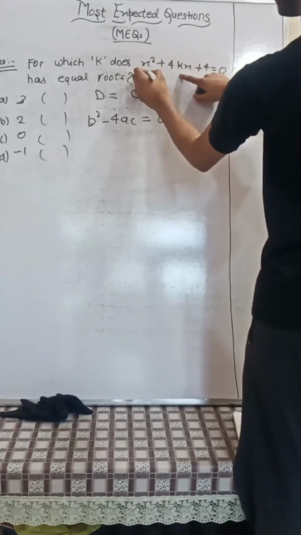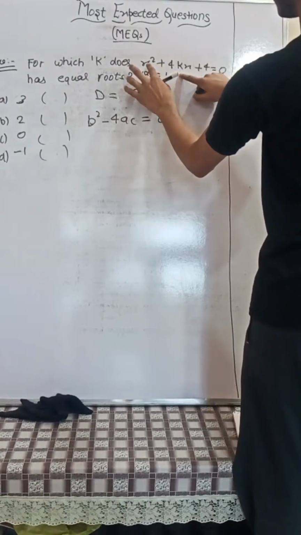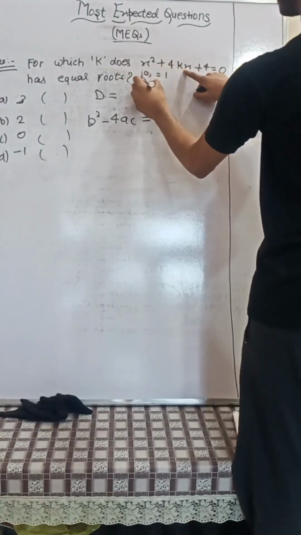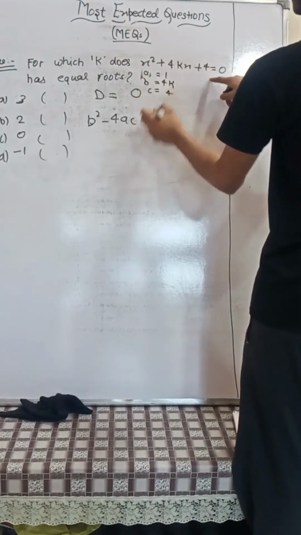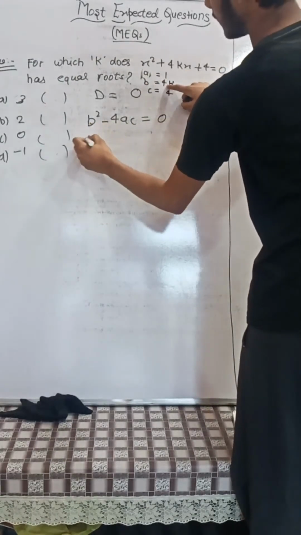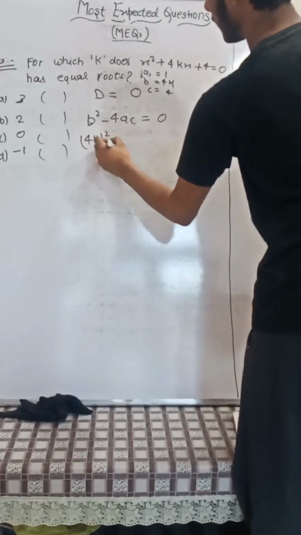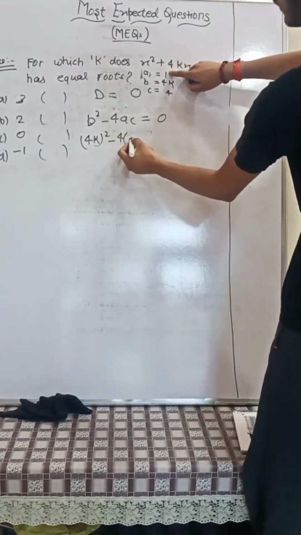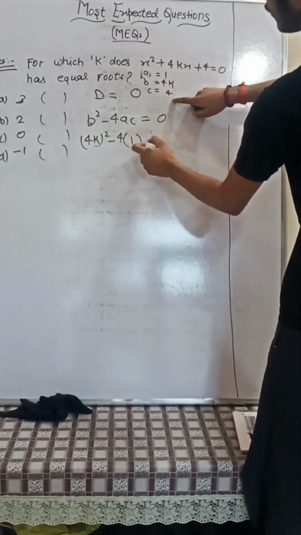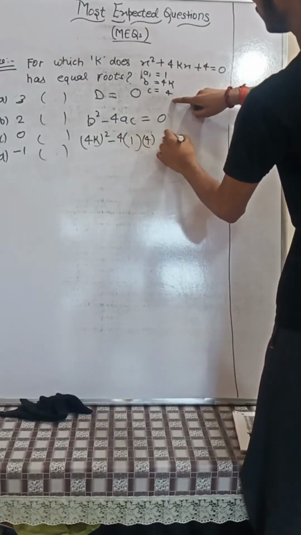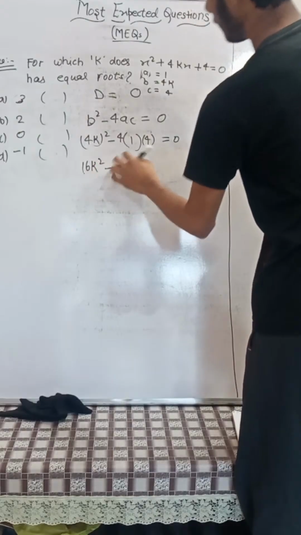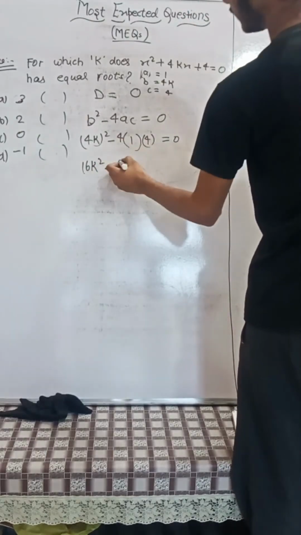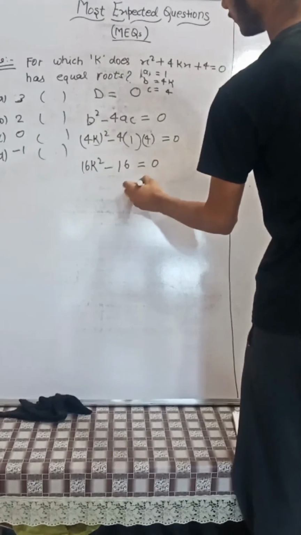Here a equals 1, b equals 4k, c equals 4. b square, 4k square, minus 4 times a, here 1, times c, here 4, equals 0. 4k square, that is 16k square, minus 4 times 4, 16, equals 0.